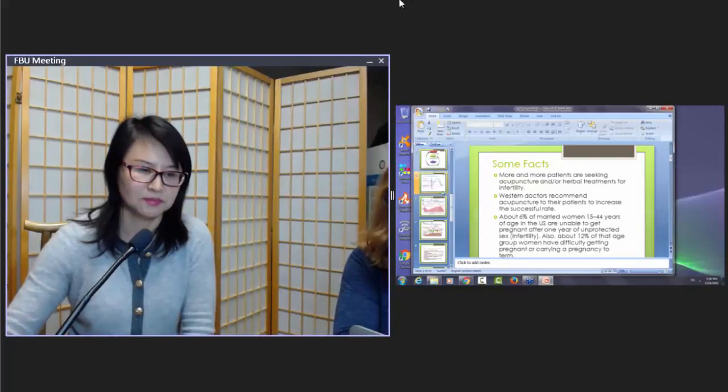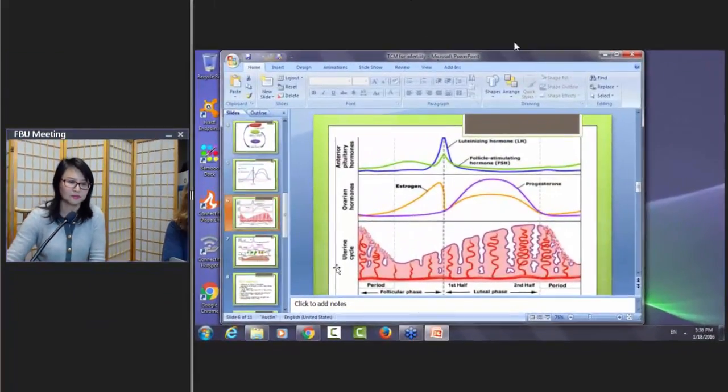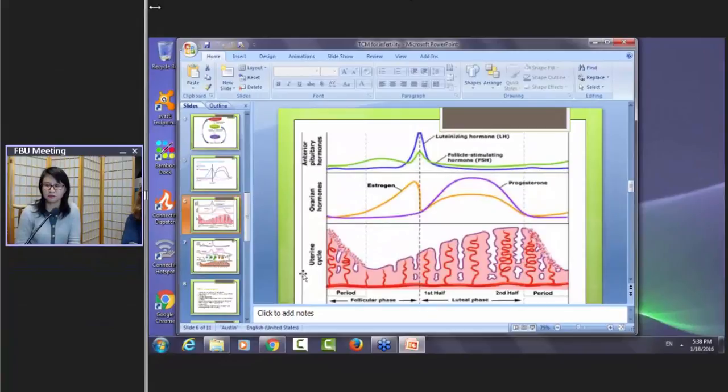Okay. So spicy food means, like I said, pepper, chili, those things. You can eat a small amount, but not a lot. If a lot, then that's going to drain the qi. The qi is going to be gone.